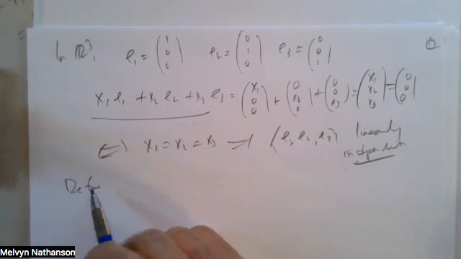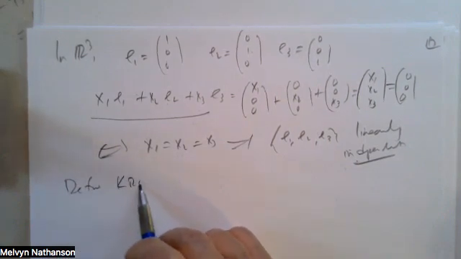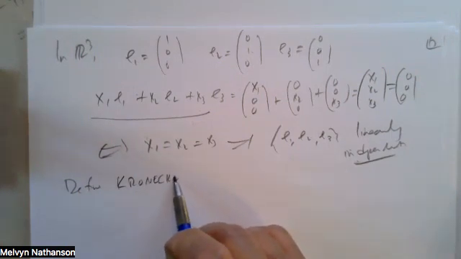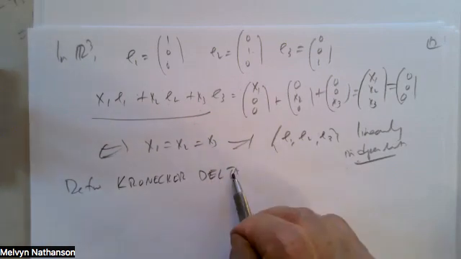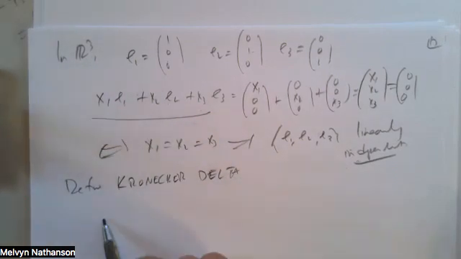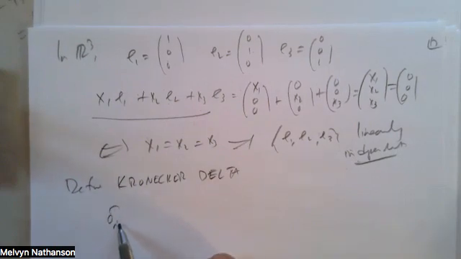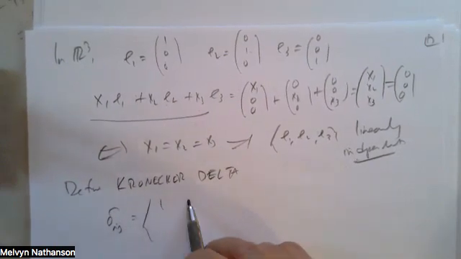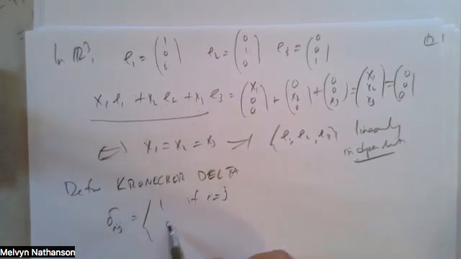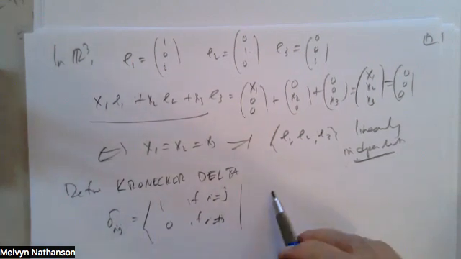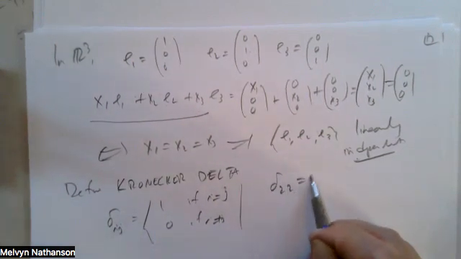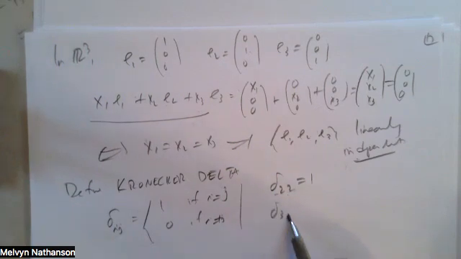There's a very useful symbol in mathematics called the Kronecker delta. Kronecker was a German mathematician in the 19th century. It's delta ij, and this is defined to be 1 whenever i equals j, and 0 if i is different from j. So delta 2,2 is 1 because these are the same. Delta 3,7 is 0 because 3 and 7 are different, right?